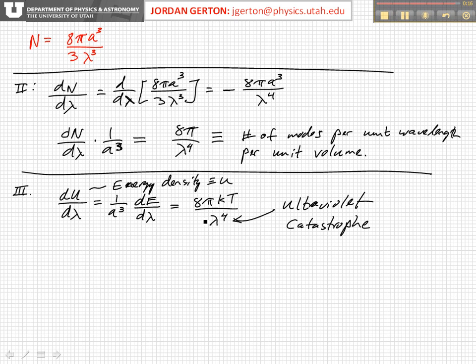Now let's finish off this derivation by finding the radiated energy as a function of wavelength. So we have to know how much of this energy actually gets out of the hole.